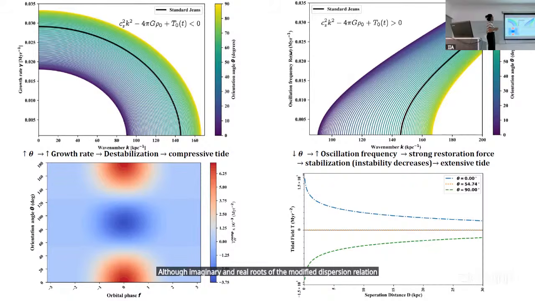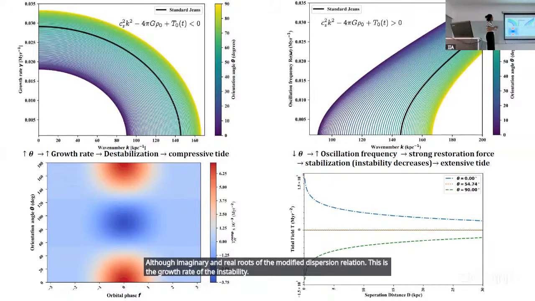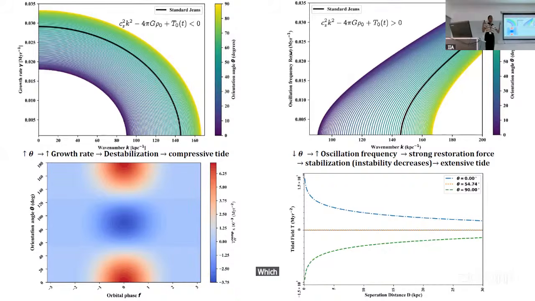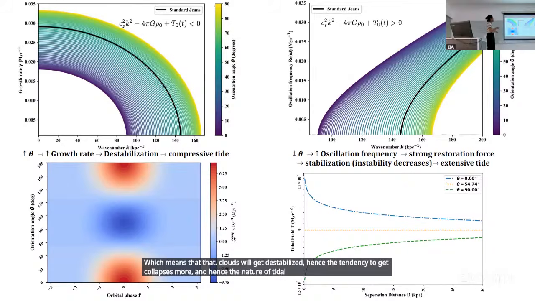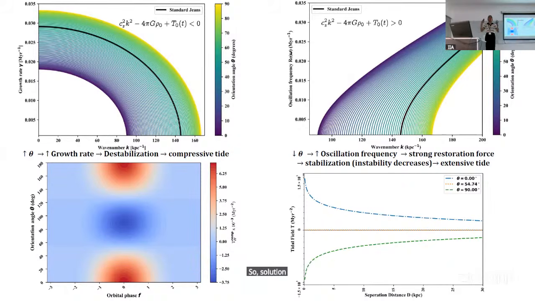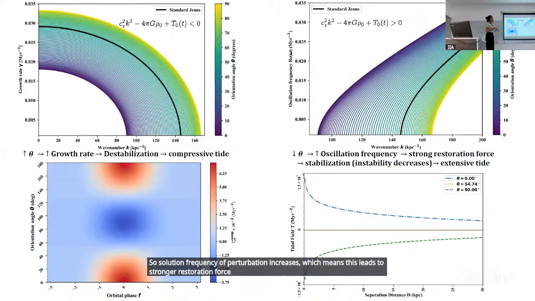This is the growth rate of the instability. As we can see, as theta increases, the growth rate of instability increases, which means that the astroclouds will get destabilized. Hence, the tendency to collapse is more, and hence the nature of the tidal field is compressive. And this shows the oscillation frequency of perturbation. Here, as theta decreases, the oscillation frequency of perturbation increases, which leads to a stronger restoring force. As a result, the astrocloud will stabilize and the nature of the tidal field is extensive, that is disruptive.